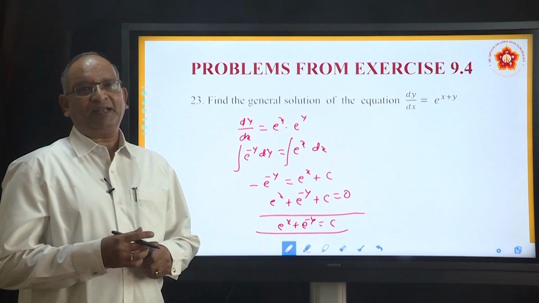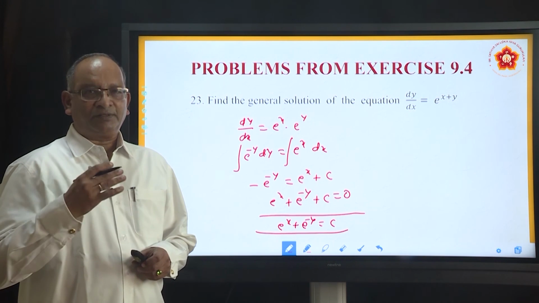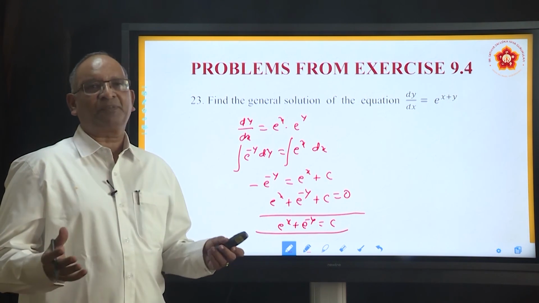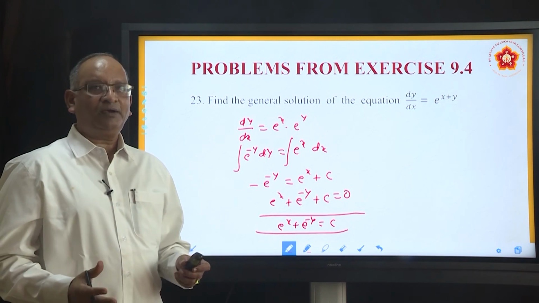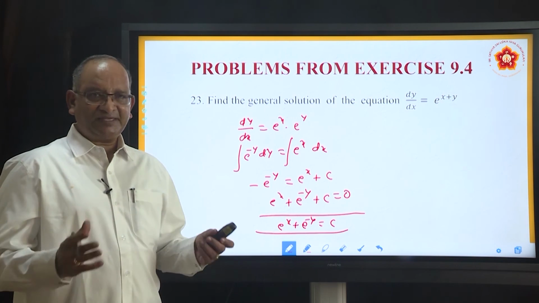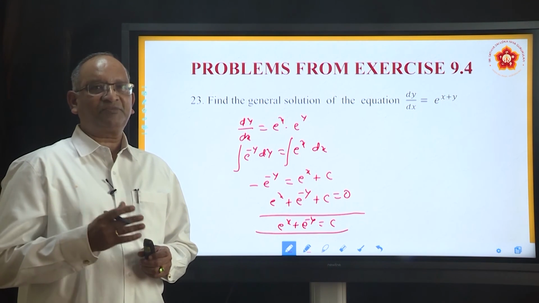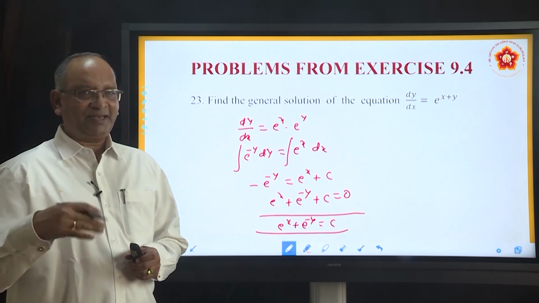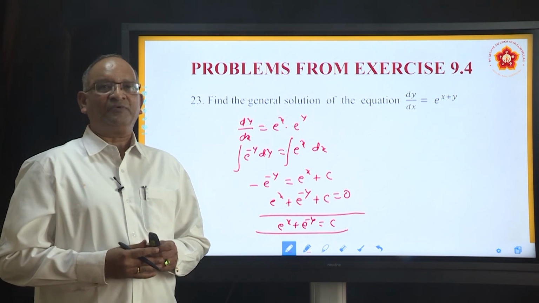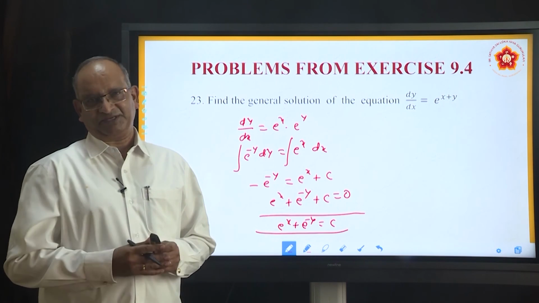So, in this particular manner, the first type of differential equations, which are called variable separable type, can be solved and can be used in various situations. So, with this we come to a close of this particular session, and in the next session we are going to take up the second type of differential equation, which are known as homogeneous equations.